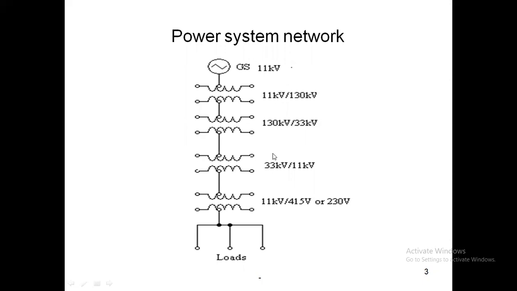I am talking about a simple power system network. In the primary distribution, you have the 33 kV distribution level, and after that you step down to 11 kV, and then from 11 kV you step down to 415 or 230 volt, which is distributed among the consumers. This is the general structure of the power system, and by this we distribute the power. In the final end, we have our loads, which consume the electrical power generated from the electrical generator.